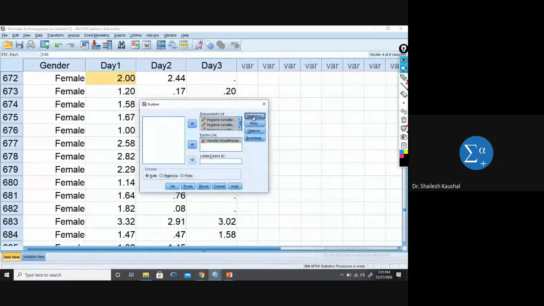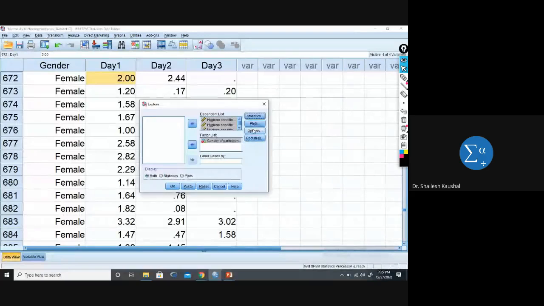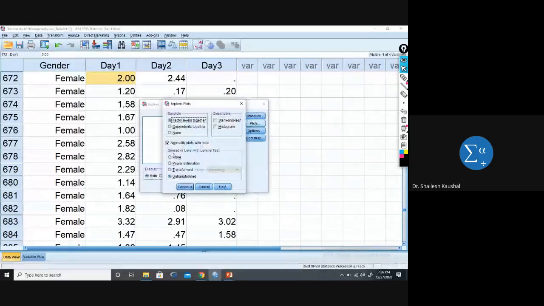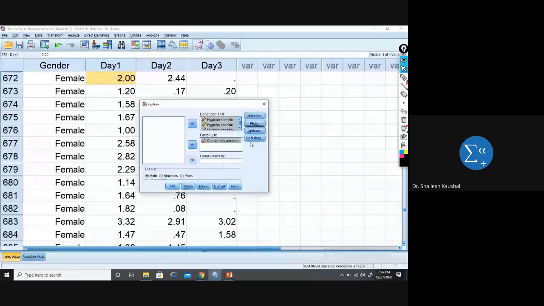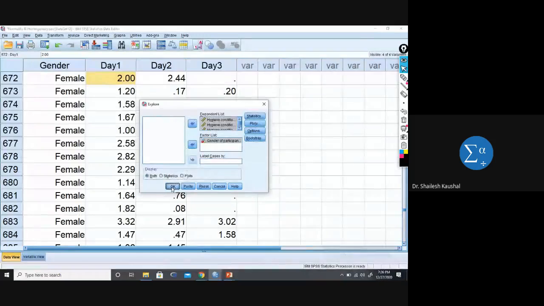I don't need descriptive statistics, that is why I am unticking it. Okay, I need only the normality test, meaning the K-S test for normality, and Levene's for homogeneity. Continue, and Options again, because there are missing values in Day 2 and Day 3. That is why I am choosing this, and then Continue, and okay.